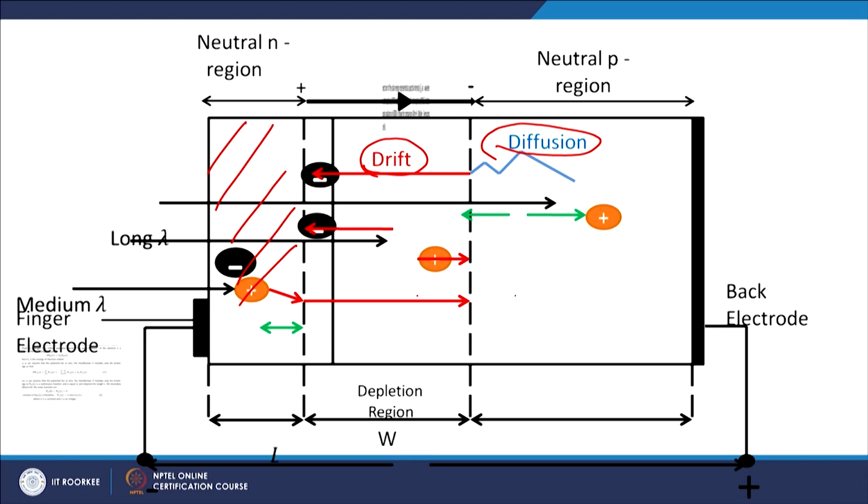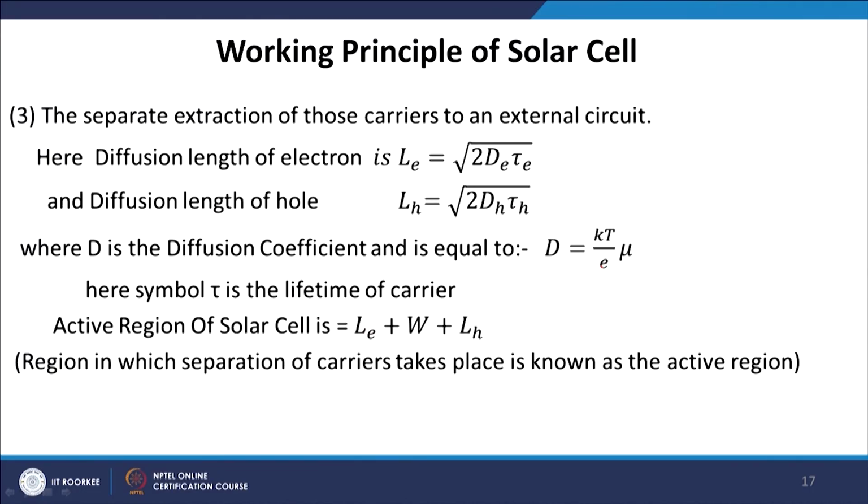The same thing happens for the holes created at the depletion region, they drift out to the P side, and the holes in the neutral N region first diffuse to the depletion region. Once they come to the depletion region, they drift out to the neutral P region. So now we have electrons in the N side and holes in the P side. The third process involved in solar cells is the extraction of the separated charge carriers to the external circuit. Now, I have separated the charge carriers, but they have to move to the electrode so that we can collect them.